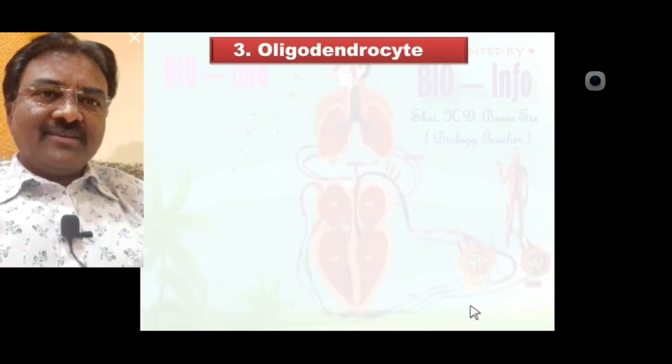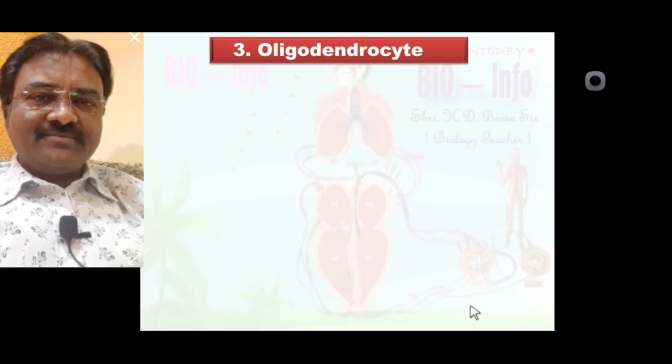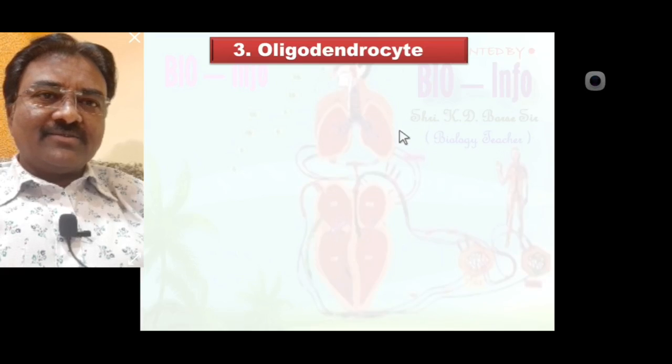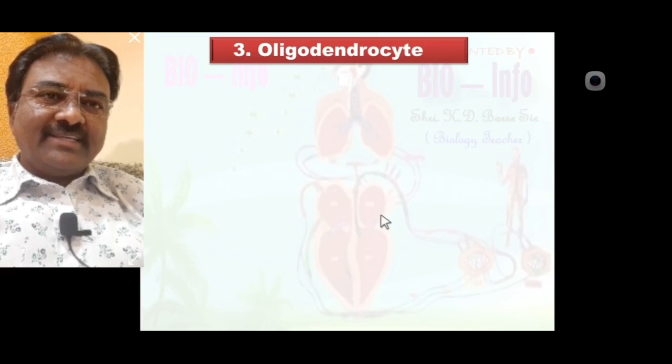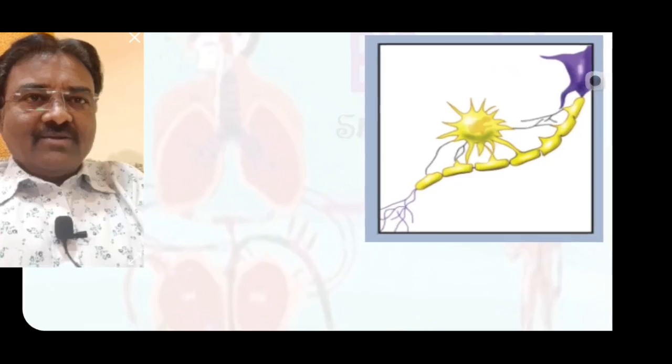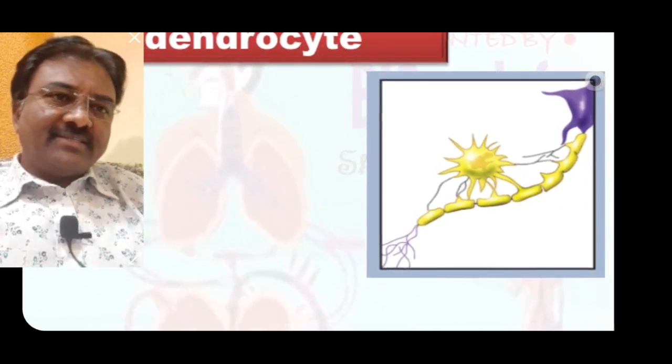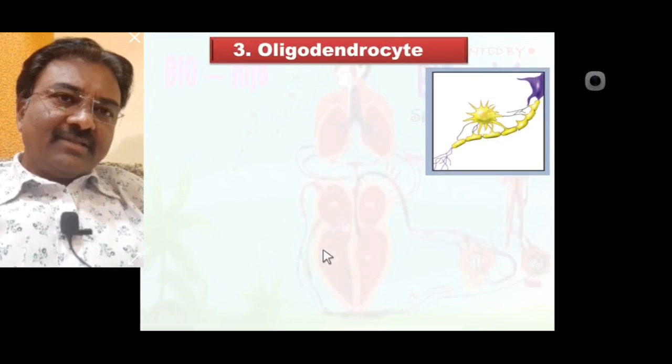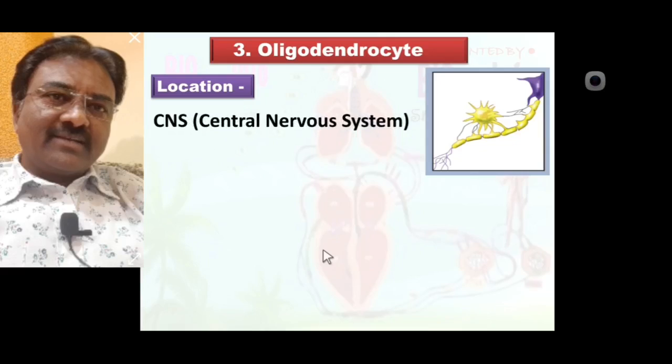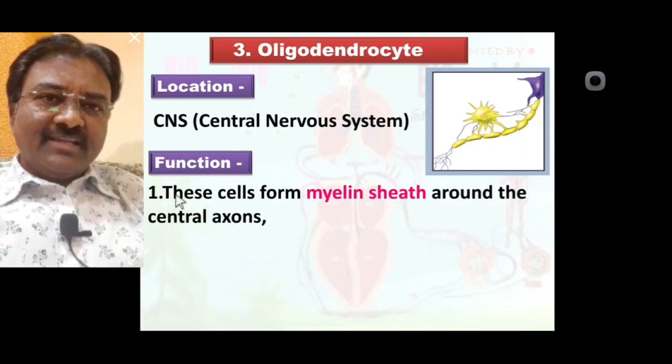Now third one is oligodendrocyte. No doubt oligodendrocyte is also a neuroglial cell, seen here in the diagrammatic representation. No doubt its location is the central nervous system, CNS. What are the functions of oligodendrocyte? Number one, these cells, oligodendrocyte cells, form myelin sheath around the central axon.